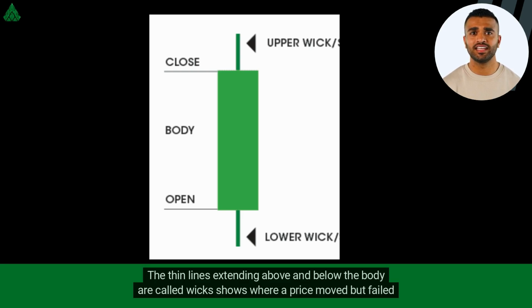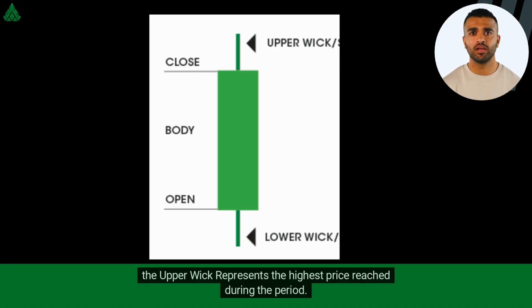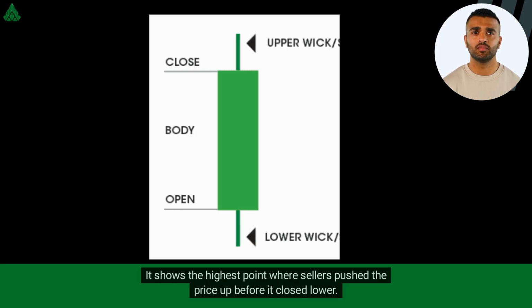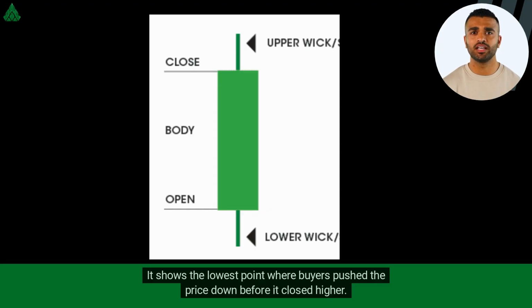The thin lines extending above and below the body are called wicks, which show where the price moved but failed to maintain. The upper wick represents the highest price reached during the period. It shows the highest point where sellers pushed the price up before it closed lower. The lower wick down here represents the lowest price reached during the period. It shows the lowest point where buyers pushed the price down before it closed higher.